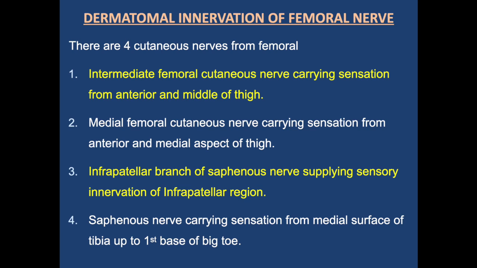There are total 4 cutaneous nerves which come out from femoral nerve. First is the intermediate femoral cutaneous nerve carrying sensation from anterior and middle of the thigh. Second is medial femoral cutaneous nerve carrying sensation from anterior and medial aspect of the thigh. Third is the infrapatellar branch of saphenous nerve supplying innervation of infrapatellar region, which is a small branch. The fourth branch is saphenous nerve itself carrying sensation from medial surface of tibia up to the base of the big toe.